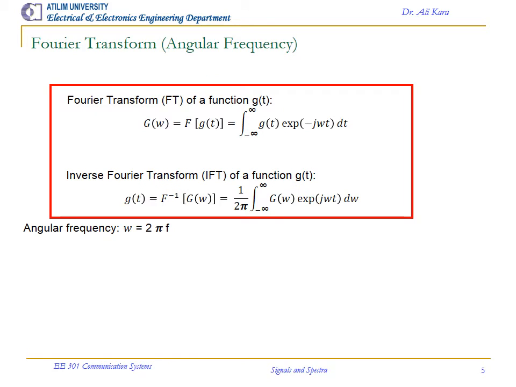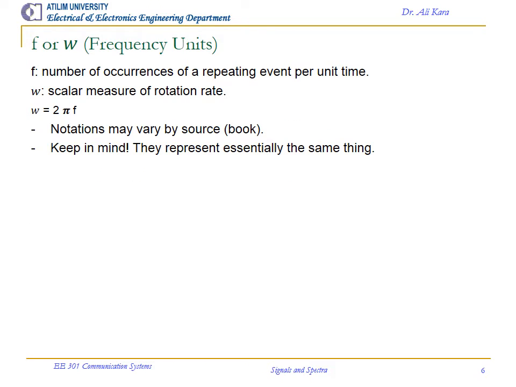Fourier transform, angular frequency. Instead of using the frequency variable f, we can use the angular frequency omega, which is 2πf. Using the angular frequency omega, the Fourier transform is as follows. f or omega, frequency units. f is the number of occurrences of a repeating event per unit time. It usually has the unit hertz.